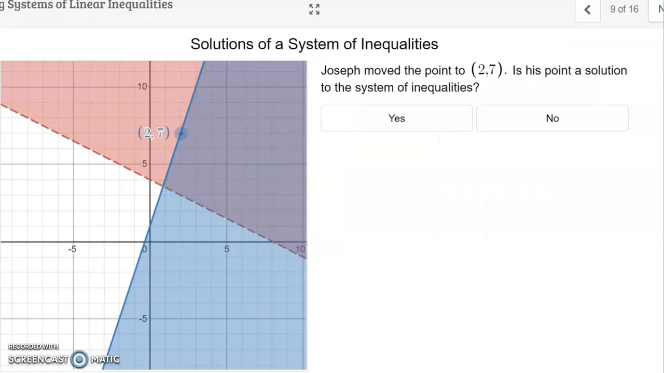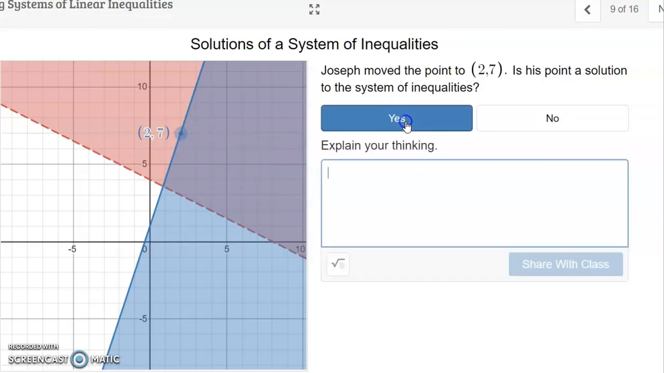Joseph moved the point 2, 7. Is his point a solution to the system of inequalities? All right, so slide 9. You can see that it's on the solid line and it's in the shaded region, so the correct answer is going to be yes. So 2, 7 is on a solid line which touches the overlapping shaded region.